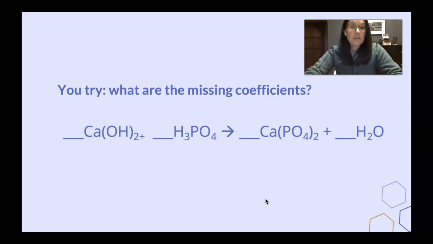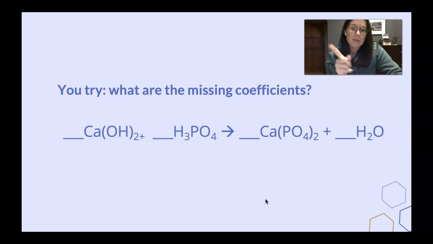All right, here is your second practice problem. We have calcium hydroxide plus phosphoric acid, H3PO4, which goes on to produce calcium phosphate and H2O. Where did that hydroxide ion go?